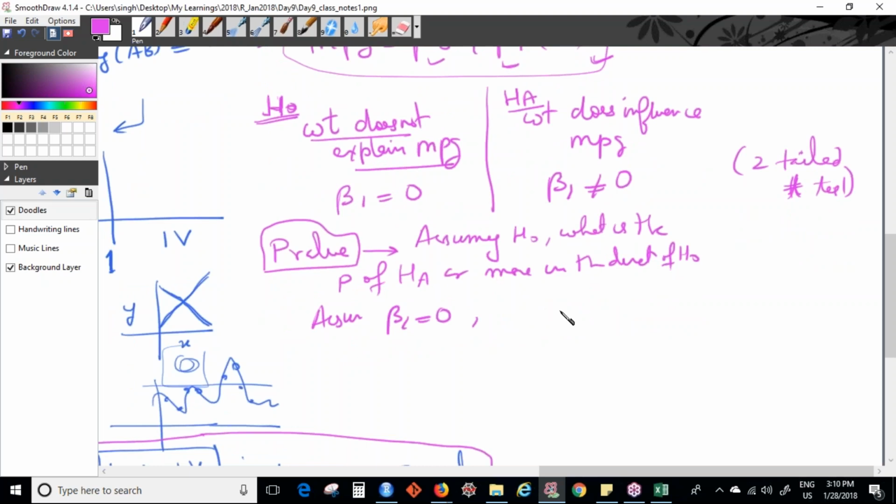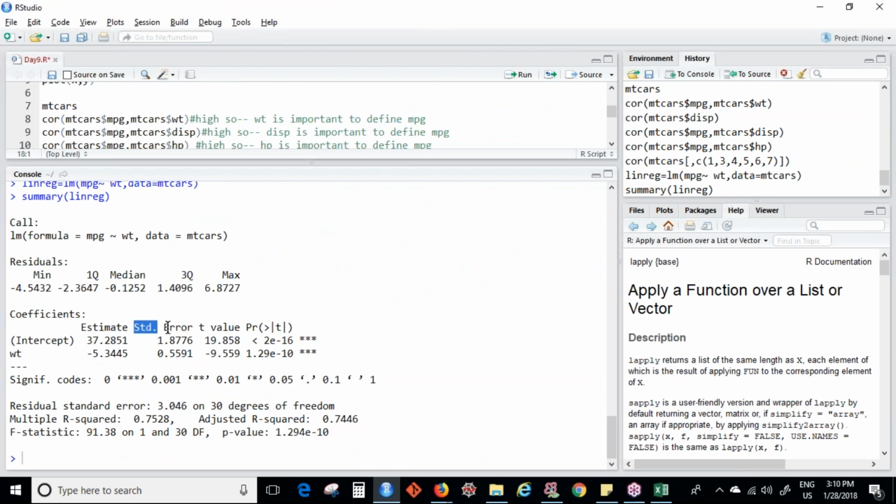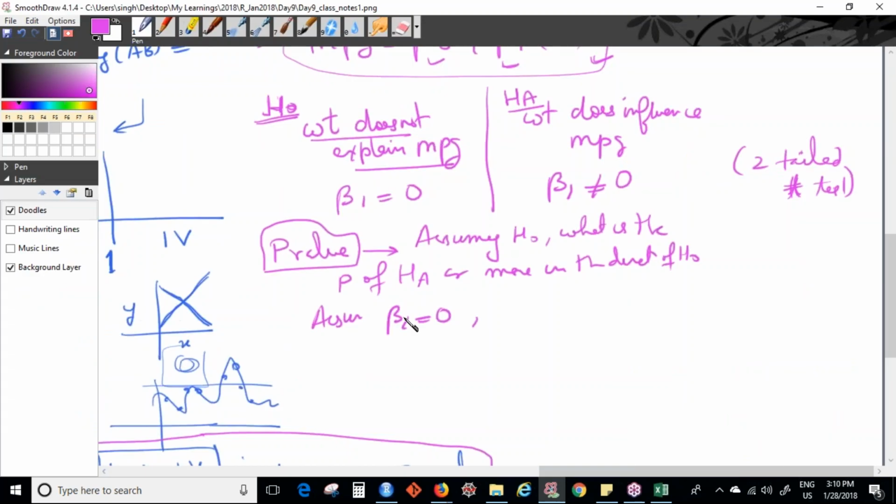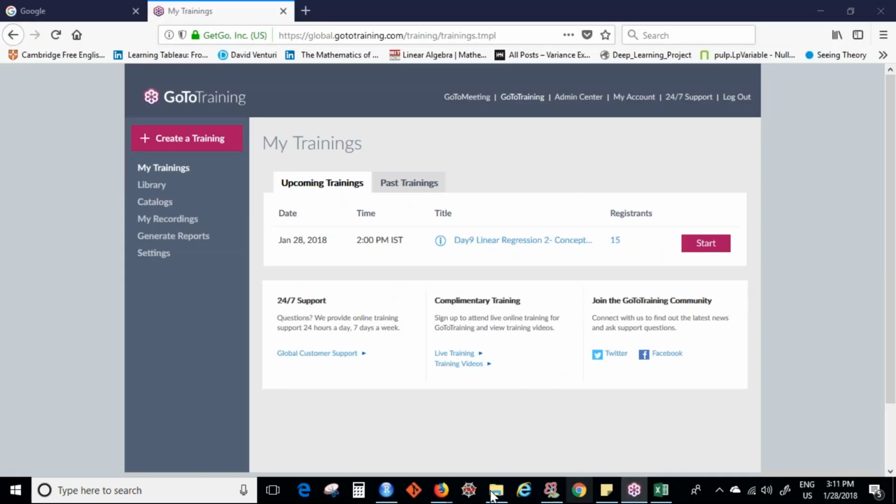Okay, so we will do a t-test for that, and that is what is done here. R assumes that whatever data you have is a sample from a bigger population. That is what R assumes, and it does a t-test and finds the value of p. So from here it will calculate your p-value, and that p-value is mentioned here.